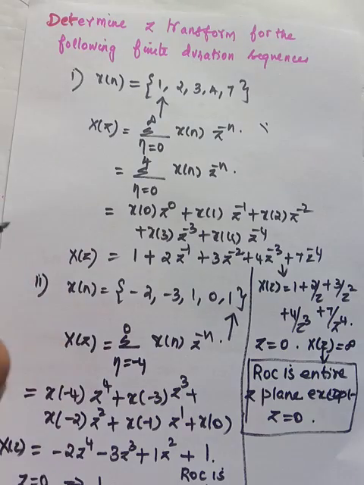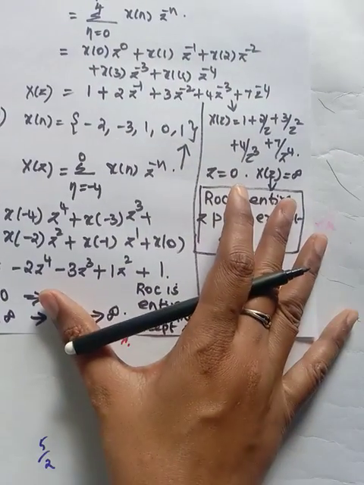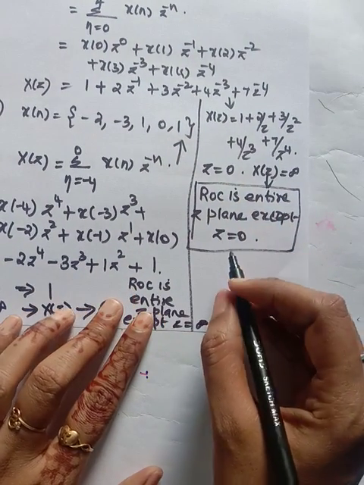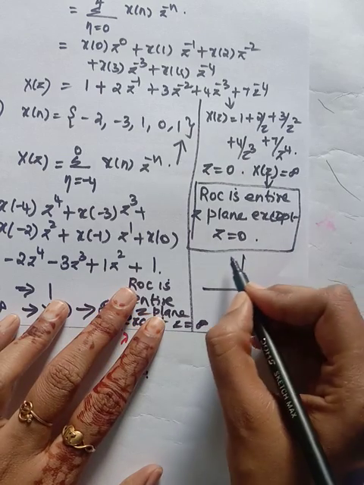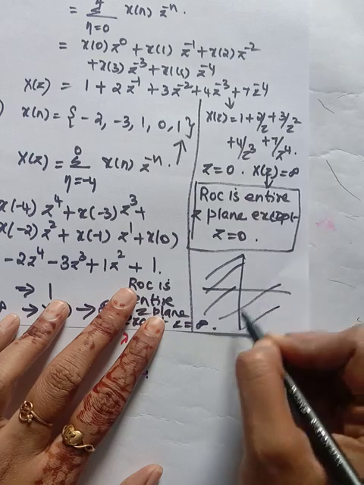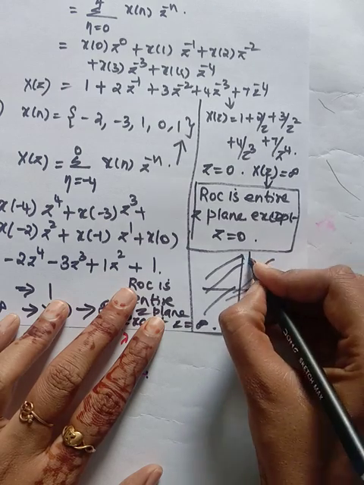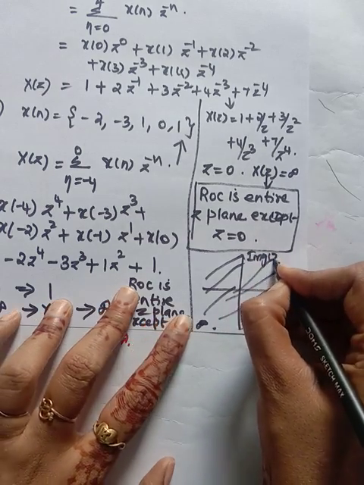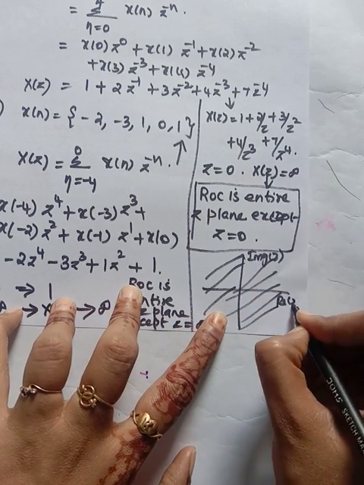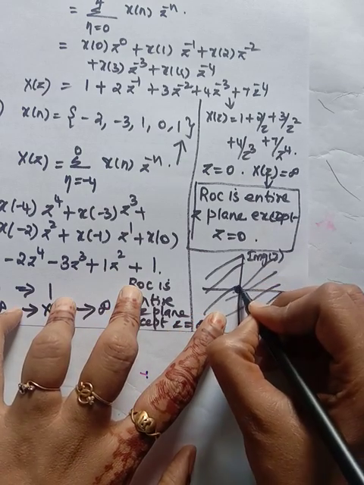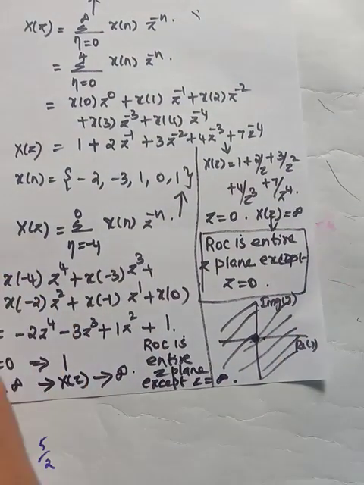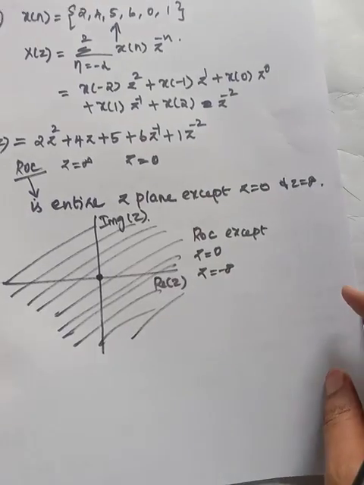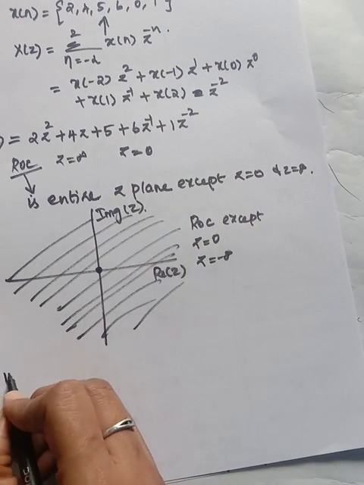In the previous problem, this was for the entire z plane except z equal to 0. So you can draw directly for the entire z plane, with the imaginary part of z and the real part of z axes, except z equal to 0, so you need to mark a dot like this. That is how to draw the region of convergence. Next we will see the next problem.